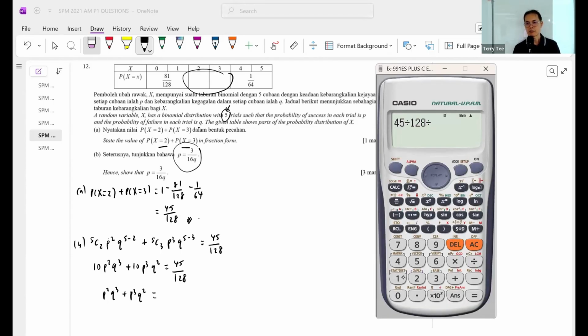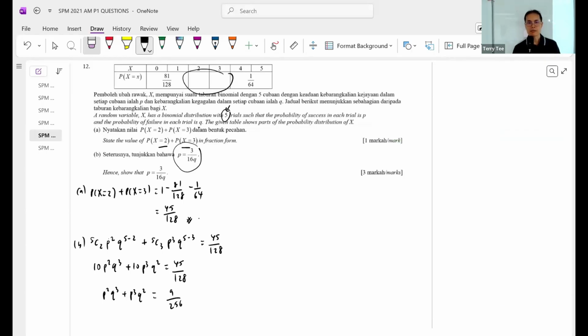If you divide by 10, you should get 9 over, wait. Did I make a mistake here? 45 over 128. Can I count wrongly? 1 minus 81 over 128 minus 1 over 64. Just double check. Yeah, then you divide by 10. 9 over, okay, haven't finished yet. 9 over 256. Okay, now I think we can factorize the p squared, p cubed.